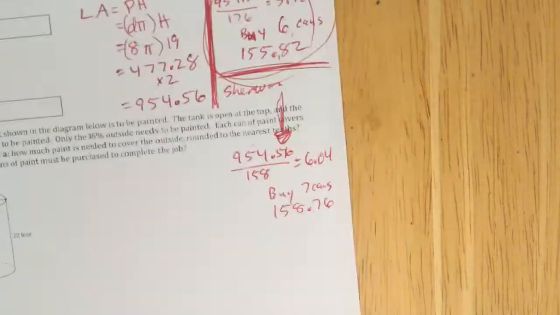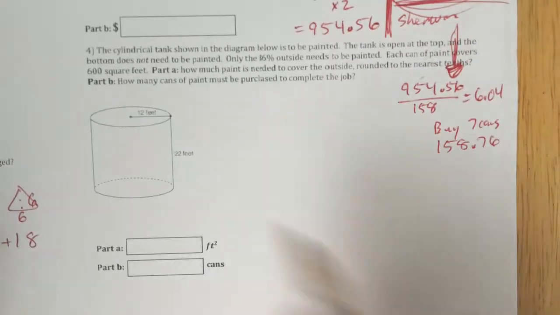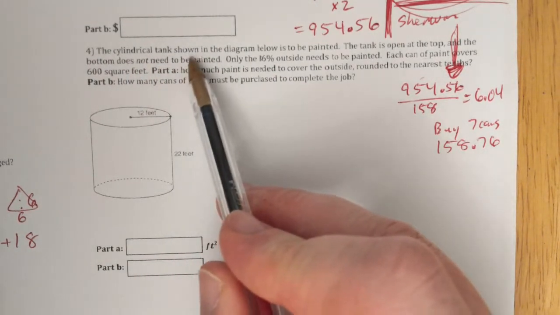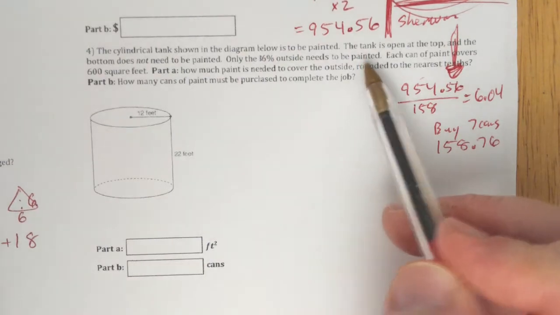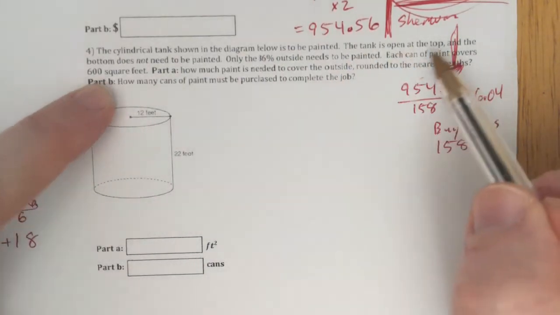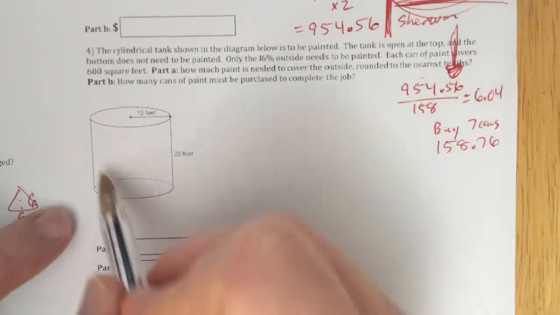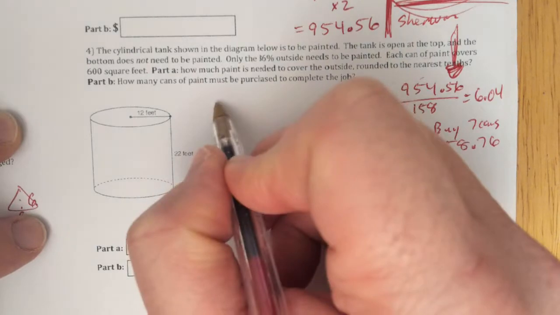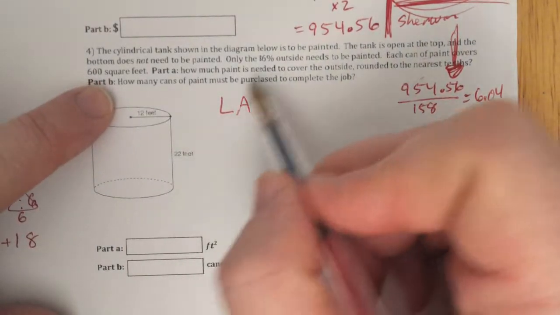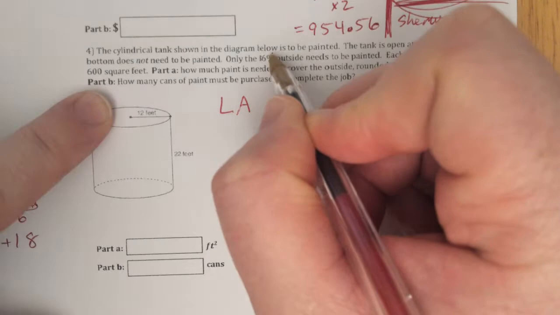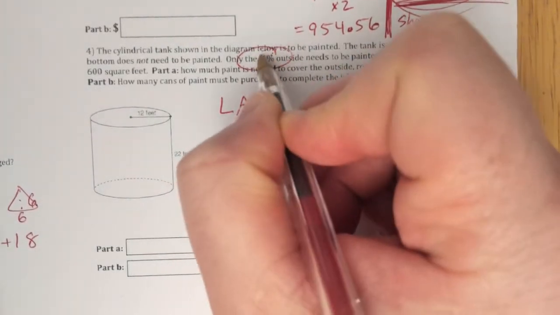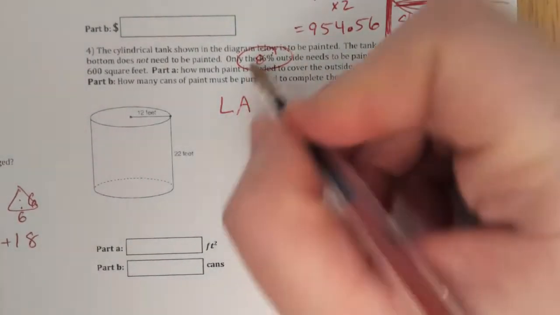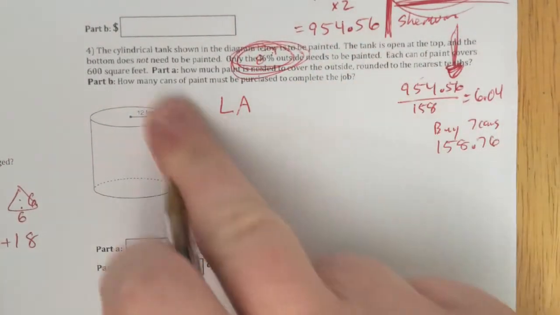Sweet. Number 4. All right, so on number 4, the cylindrical tank shown in the diagram needs to be painted. The tank is open on the top, so we're not going to be painting the top, and it's sitting on the ground, so we're not going to paint the bottom either. So if you're not painting the top or the bottom, then this is going to be lateral area. And we're going to be doing 86%. So that's very, very important. So I circle that, to make sure that I take care of that later.